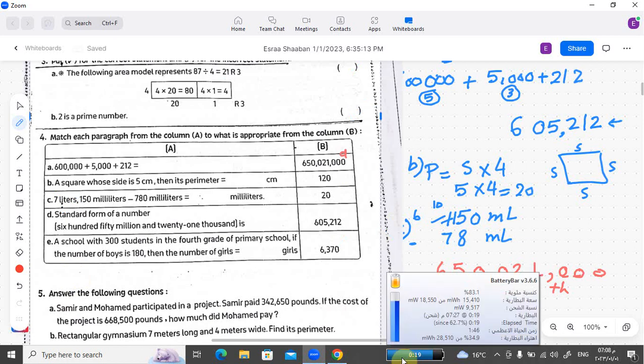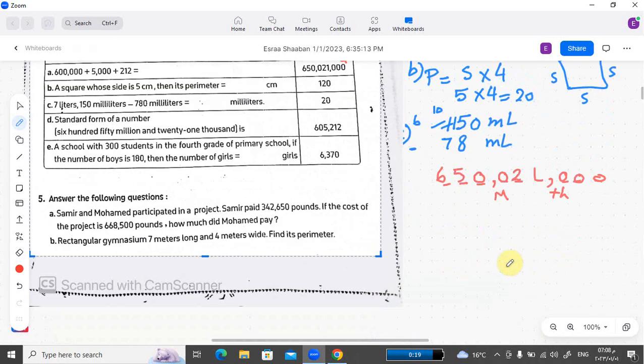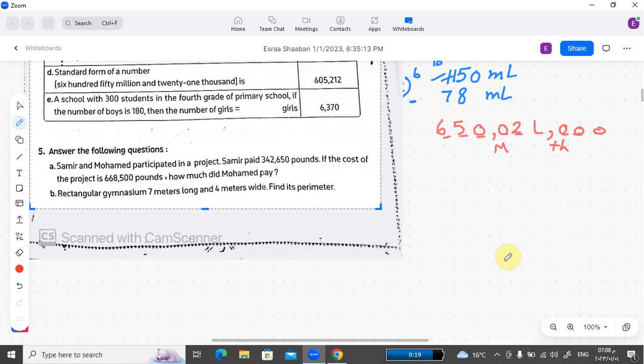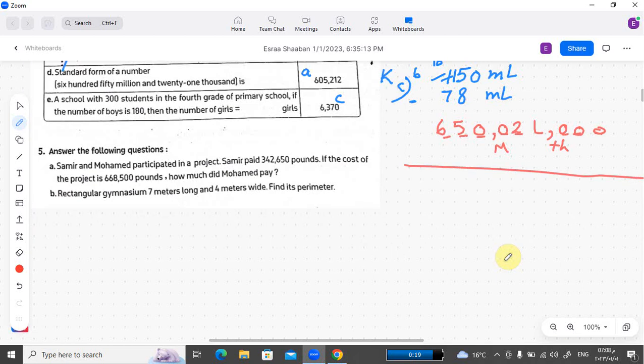The last one is here. A school with 300 students in the 4th grade. 300 students. Okay, this is letter A. Letter E: if the number of boys is 180, find the number of girls. So this is a part. He needs a part, so we subtract from the total number: 300 minus 180.